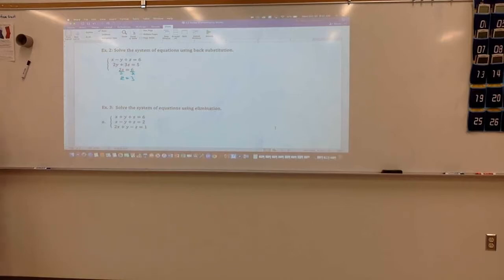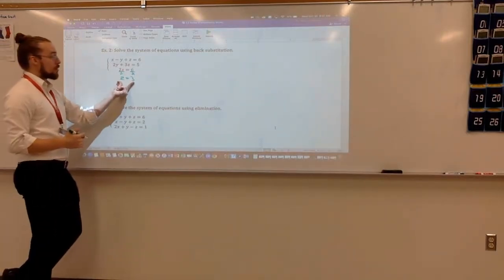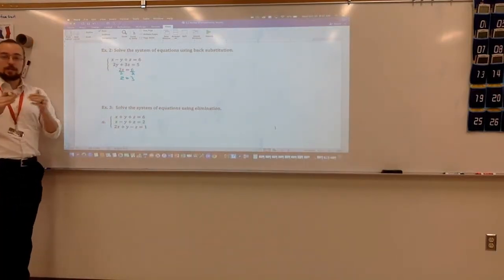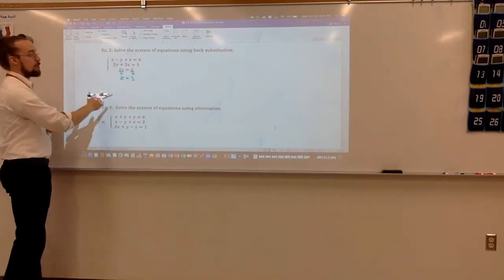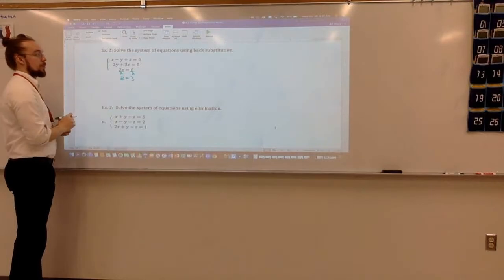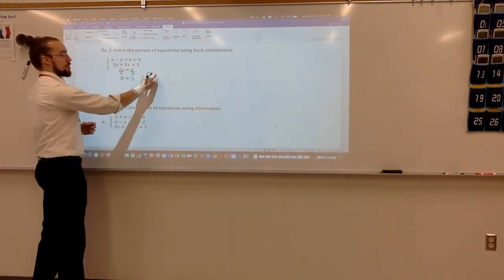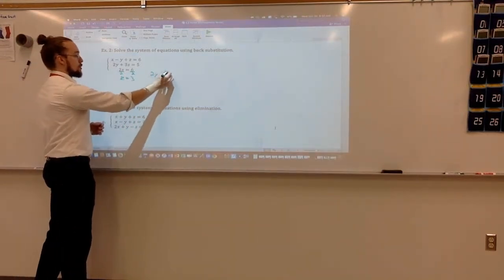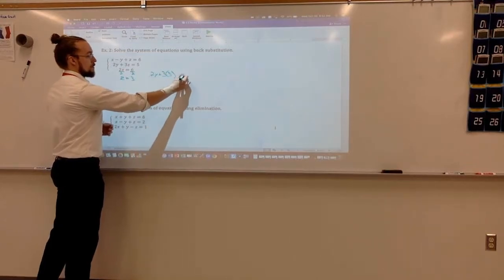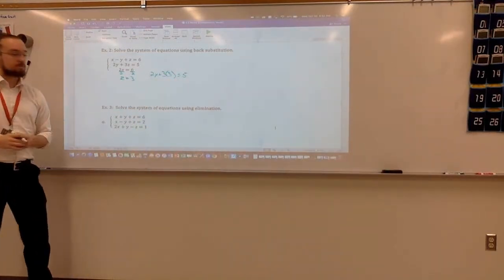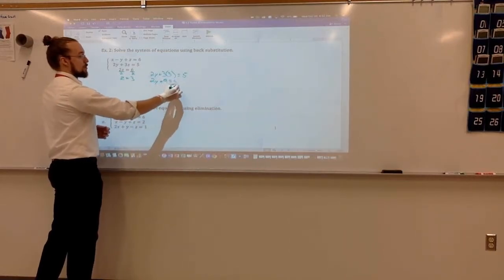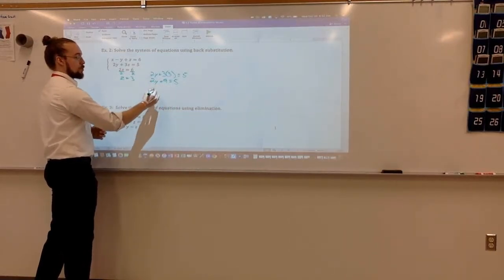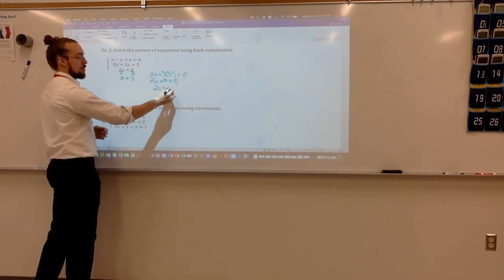Now, once I have one of my answers, I can just start plugging it back into previous equations. So I can take this middle equation and plug 3 in for z. So we can say 2y plus 3 times 3 equals 5. So 2y plus 9 equals 5. Subtract the 9 over. Divide by 2.